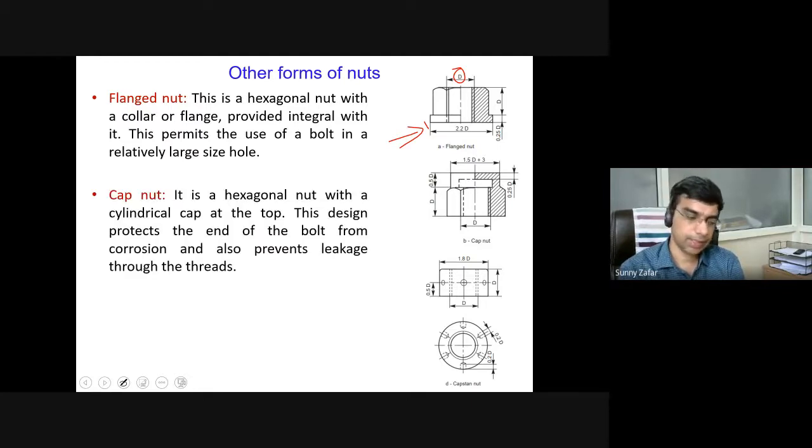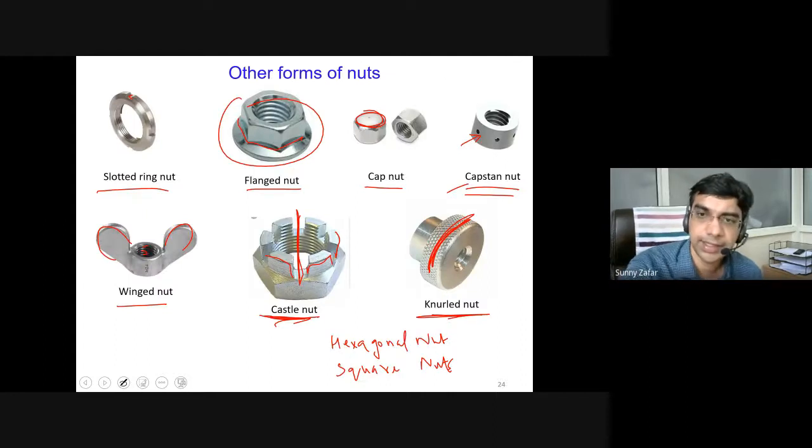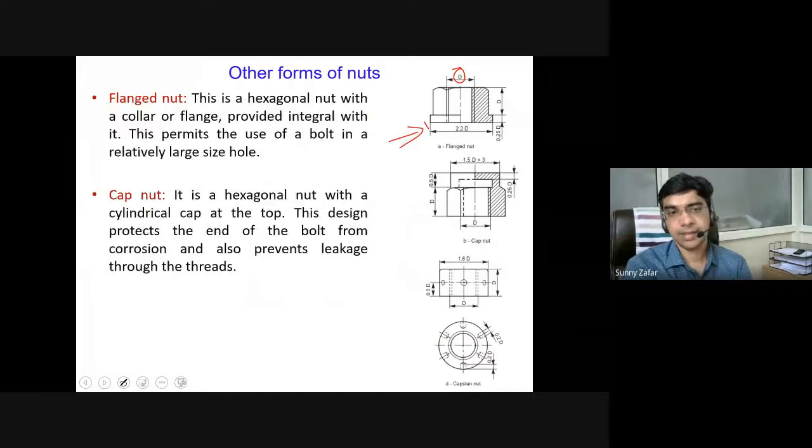Then the cap nut, as shown in the previous slide, has a closed end. This is a hexagonal nut where a cylindrical cap is provided on the top, and this type of design prevents corrosion or leakage, very useful in plumbing.